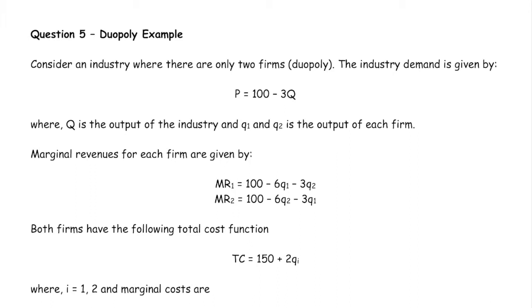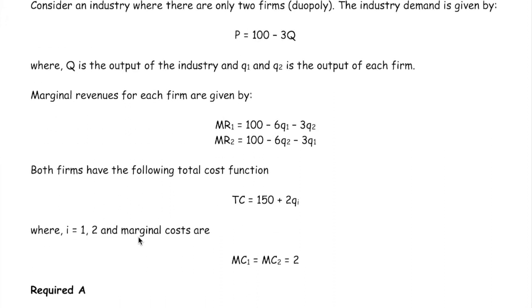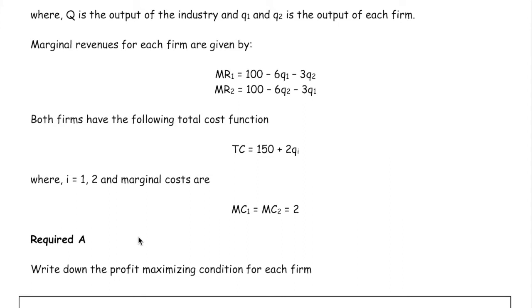Marginal revenues for each firm are given by the following expressions, and so we're offered the marginal revenues for firm 1 and firm 2 respectively. Both firms have the following total cost function, so the total cost is 150 plus 2 times QI, where QI is either Q1 for firm 1 or Q2 for firm 2. Lower down, we're offered marginal costs. The marginal costs of each firm are identical, and that should be obvious since they both have the same total cost function. The marginal cost is constant at 2.